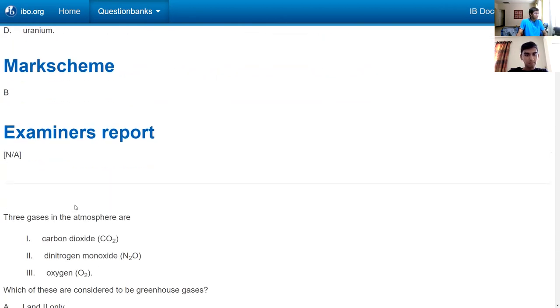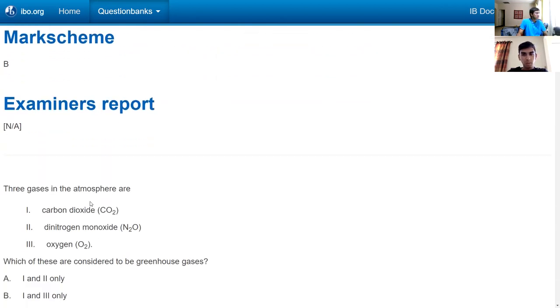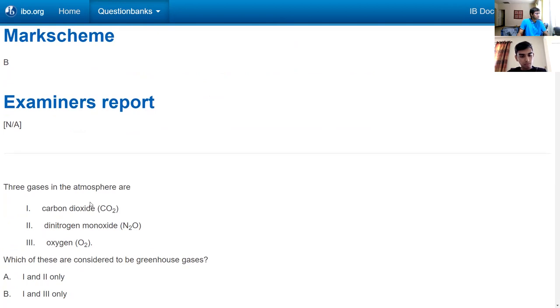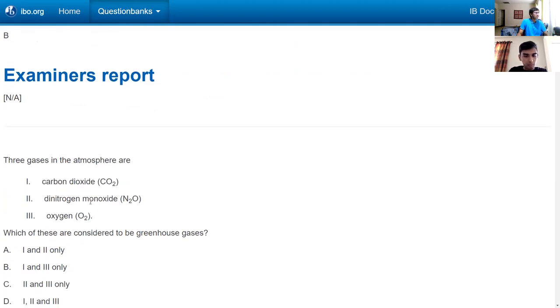Okay. Three gases in the atmosphere are CO2, N2O, and oxygen. Which of these are considered to be greenhouse gases? I think one definitely, and three probably. Is N2O a greenhouse gas? I don't think oxygen is a greenhouse gas because there's such a big portion of it and nobody ever really talks about it as causing an issue. So.